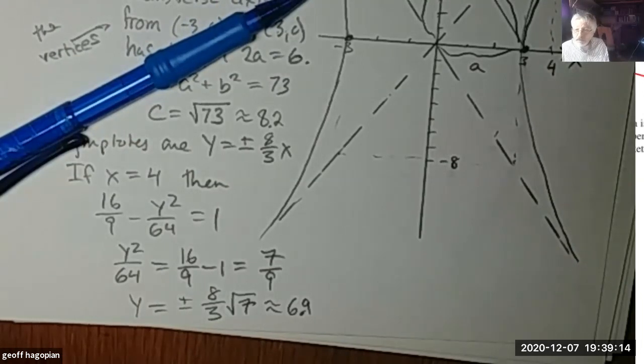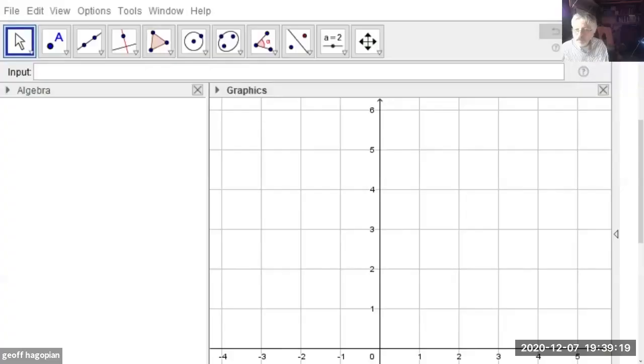Let's jump over there and see. Do I have a GeoGebra? Yeah. Okay. So I want to bring that up here and say, yeah, so we have to write it as a function, right? Okay, so when we go to write it as a function, we want to solve for y.